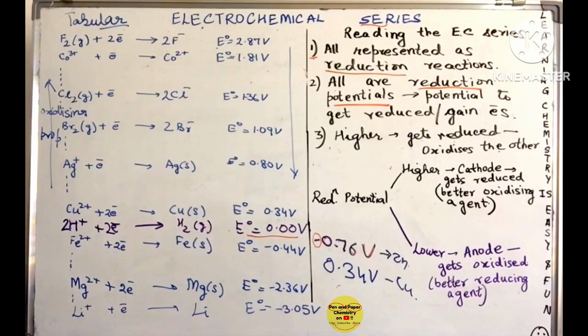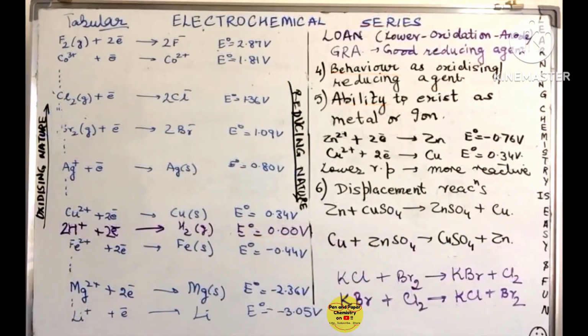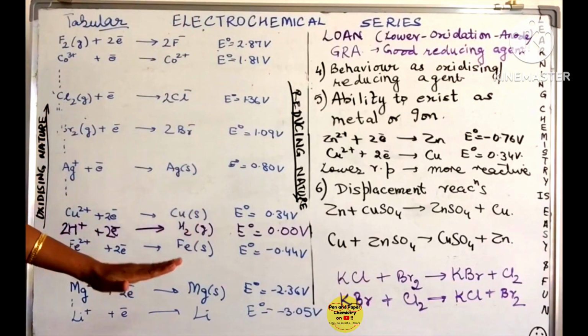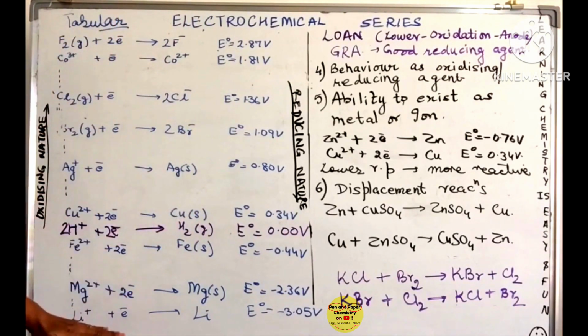Let's go on to the next point after this. I put it here a little more neatly. Oxidizing nature increases from bottom to the top. Reducing nature increases from the top to the bottom. Going down, reducing nature increases. Going up, the oxidizing nature increases. So looking at the electrode potential values in an electrochemical series, it is very easy for us to determine the oxidizing and the reducing nature of a substance.